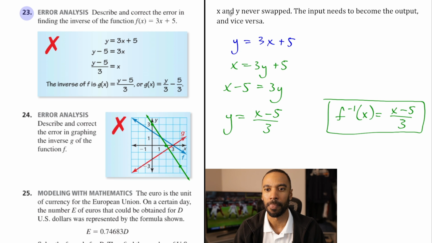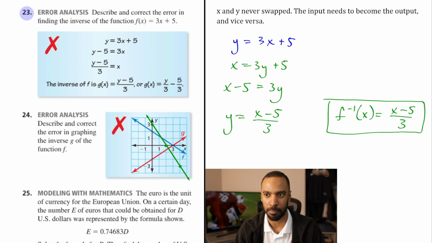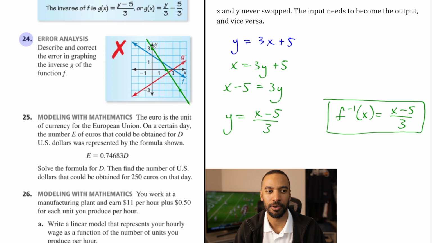So that's what I put here. So x and y never swapped. The input needs to become the output and vice versa. So instead, you should be swapping x and y, then subtracting 5 and dividing by 3. Instead of using g of x, I just wanted to mention that I'm going to keep using my inverse notation. Either is fine. I like this one more, just stating it actually works as an inverse. So there's number 23. Number 24, error analysis.